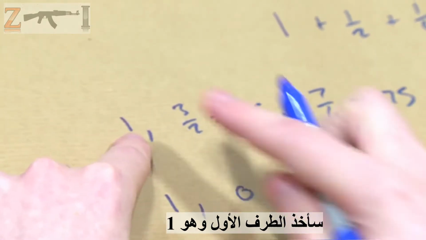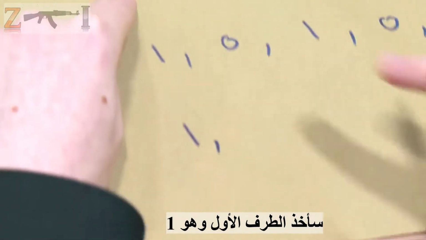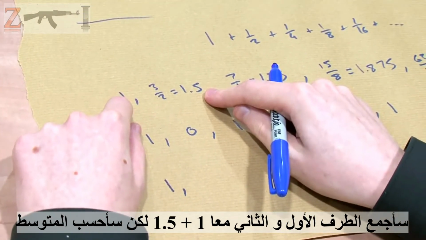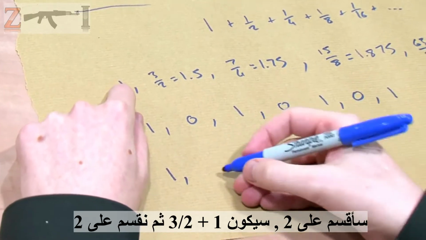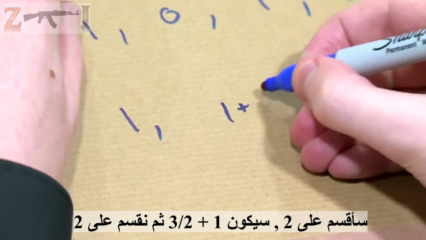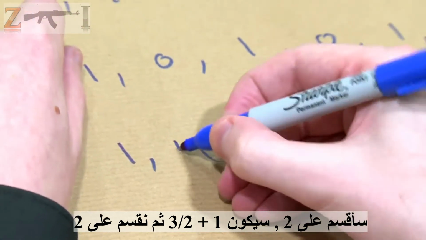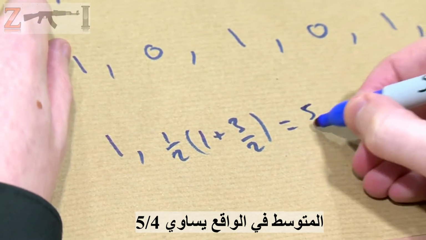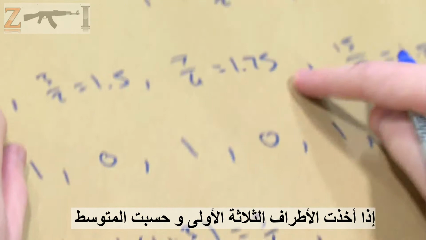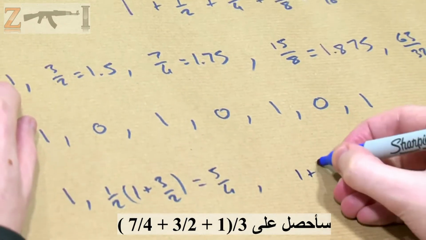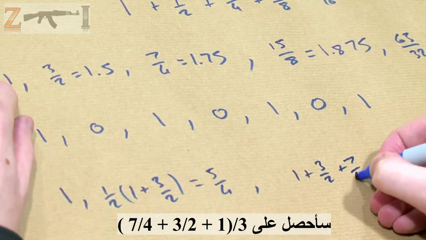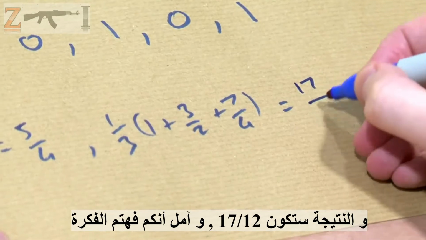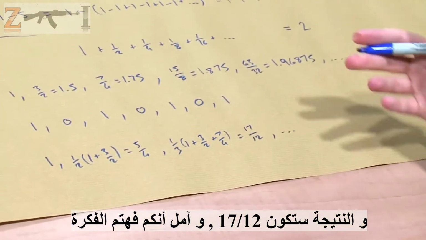I'm going to take the first one. That's 1. I'm going to add the first 2 partial sums together. So 1 plus 1.5. But I'll average it, I'm going to divide by 2. So it's going to be 1 plus 3 halves, and then average it like that, which is actually equal to 5 quarters. If I took the first 3 and averaged them, I would have 1 plus 3 halves plus 7 quarters, divide by 3. And that gives me 17 over 12, and well, hopefully you get the idea of that.